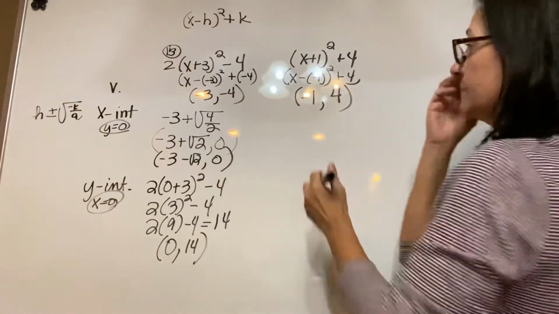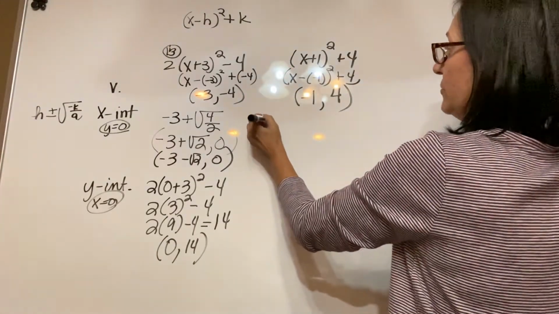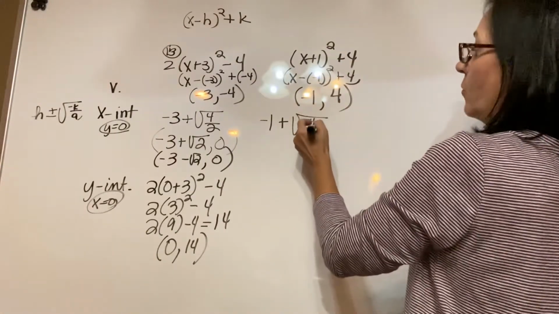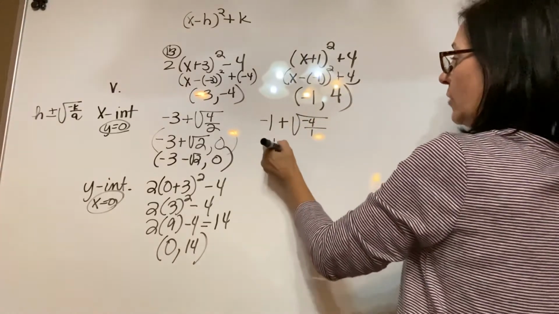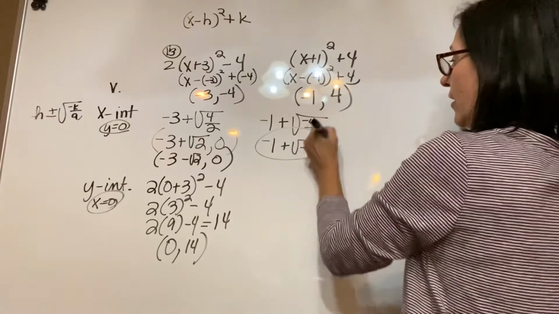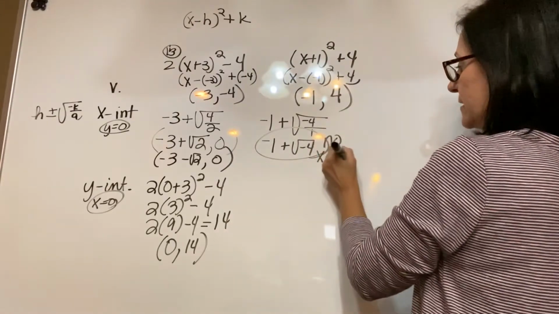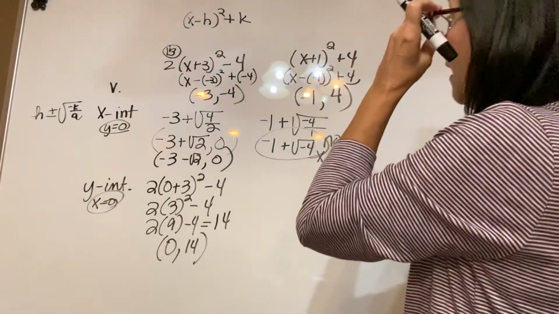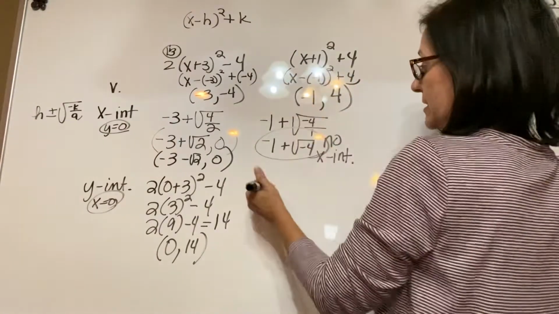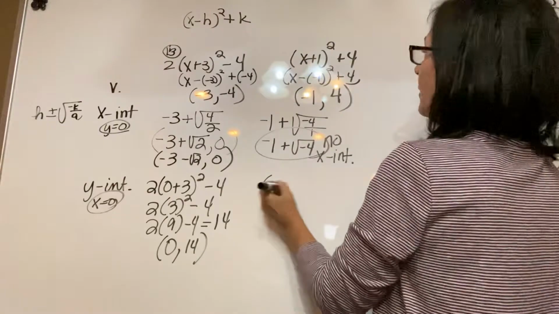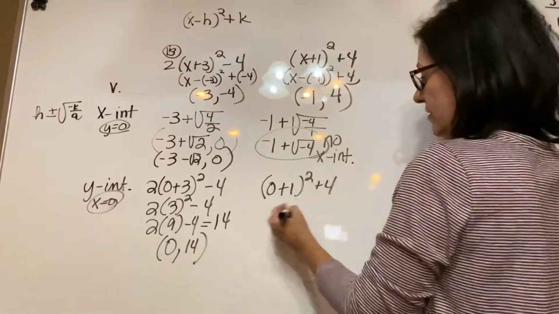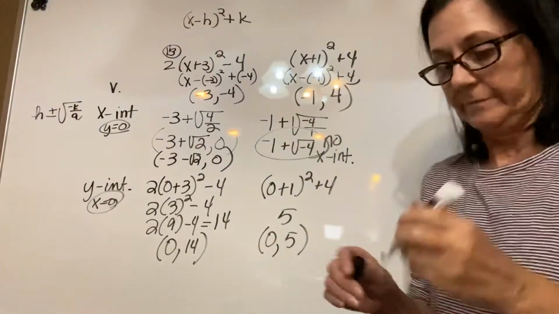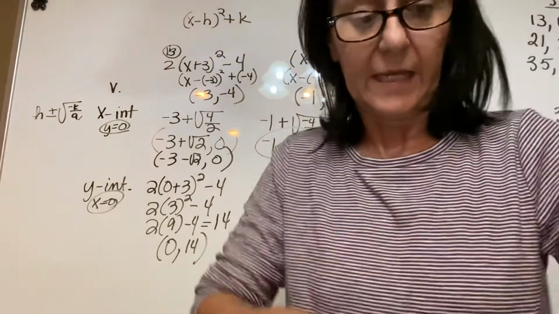I do the same thing. It's the h value plus and minus the square root of the opposite of 4 all over 1. But that's negative 1 plus the square root of negative 4. No x-intercepts because that is an imaginary number. Okay? The y-intercept is when x equals 0. So we have 0 plus 1 squared plus 4. That's 1 squared plus 4, which is 5. So my y-intercept is at 0, 5. That was number 15.